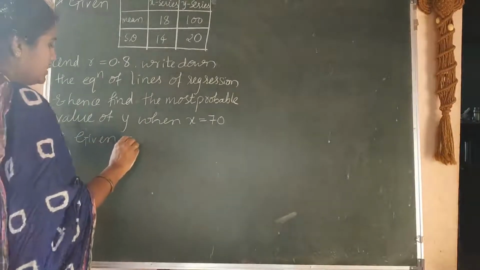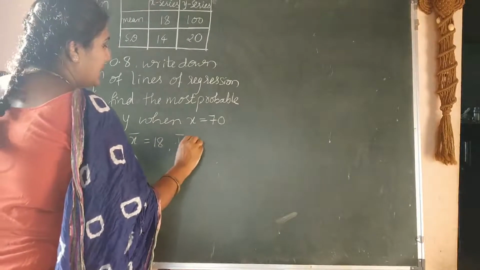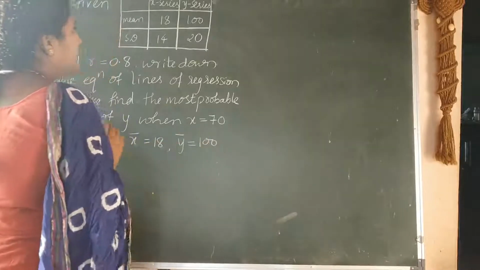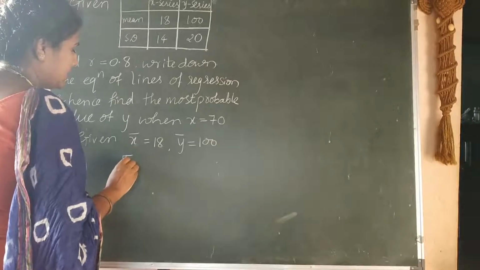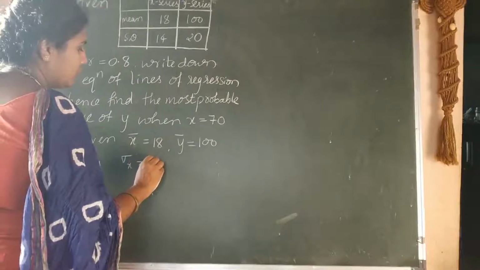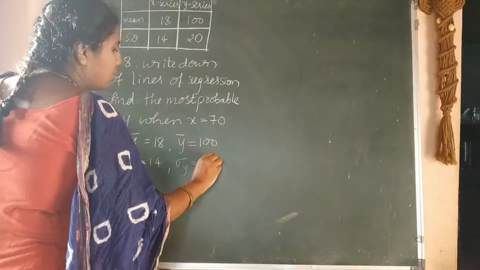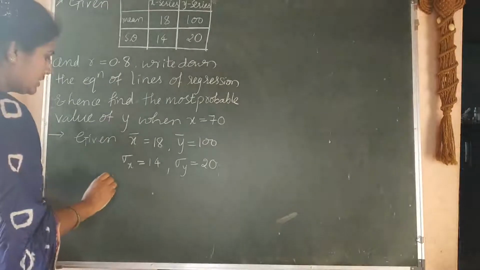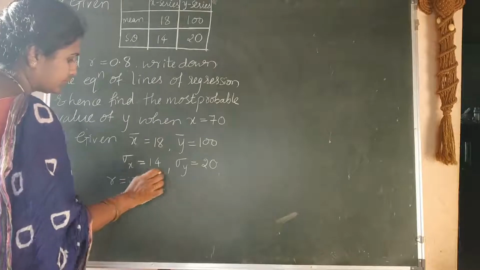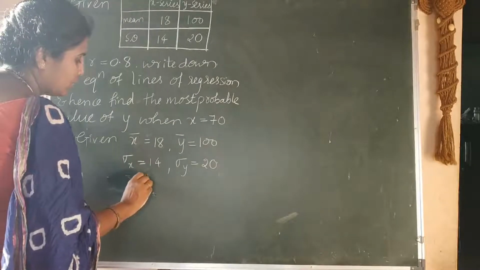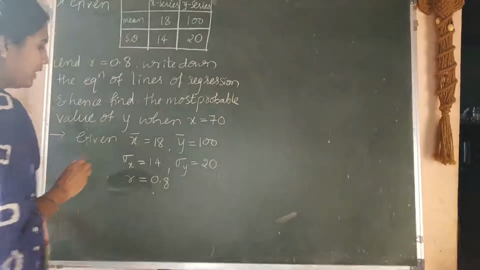First write down. It is given x bar is 18, y bar is 100. Mean is nothing but x bar, mean of x, y bar, mean of y. And SD of x, sigma x, is 14, and SD of y, sigma y, is equal to 20. Right? Okay. Next, r they have given, r equals 0.8. They are asking for the equations of the lines of regression.